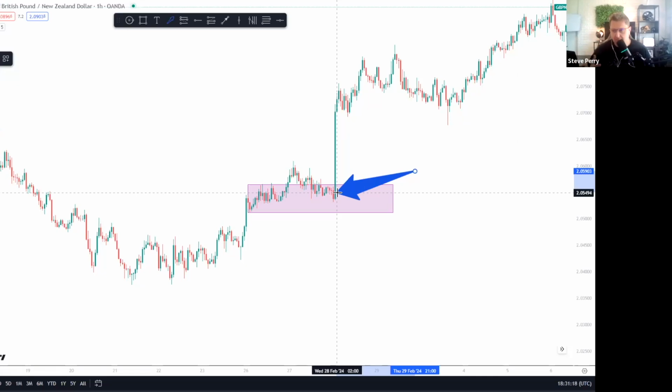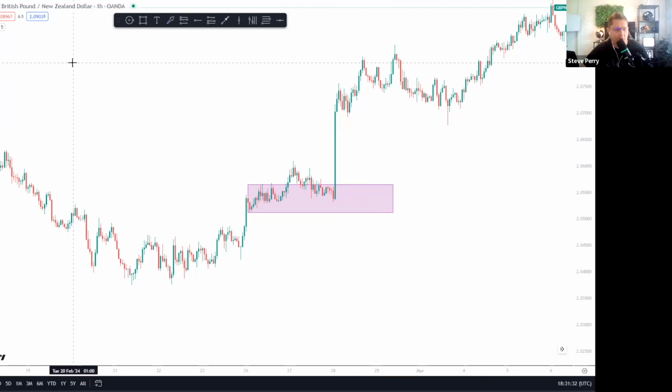Inefficiencies and imbalances, that's a really common place where this kind of stuff happens. By the way, just as a reminder, there is an Australian rate statement tonight. We've got the RBA statement, so just be aware of that. I think that comes out at 11:30 p.m. Eastern, so just be aware of that beforehand. Okay, I think we've got enough context here.